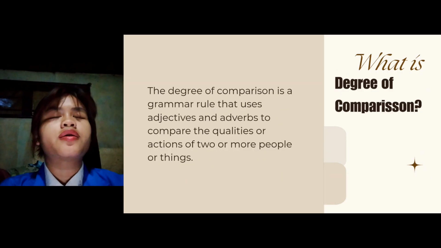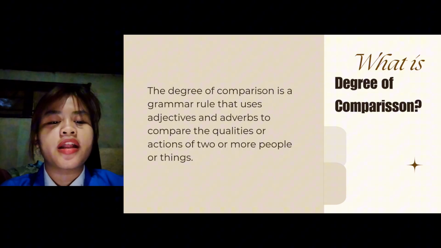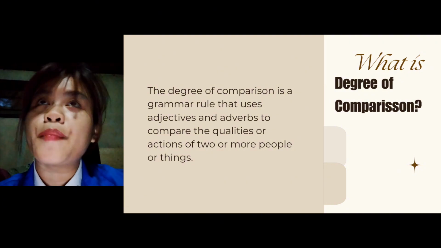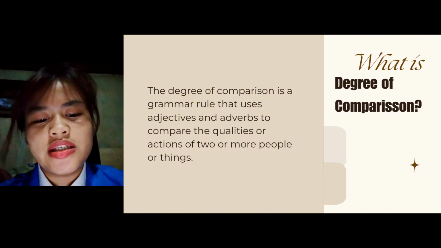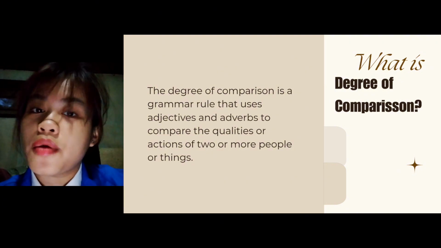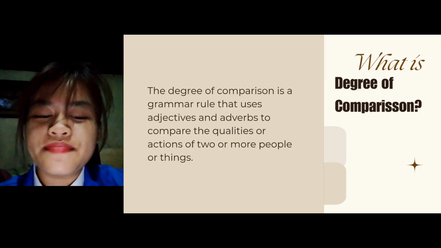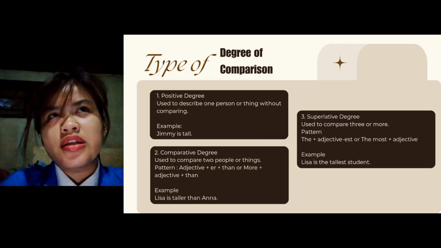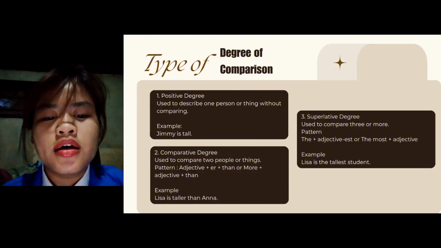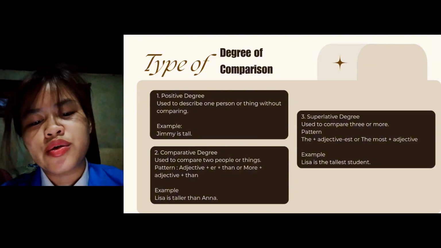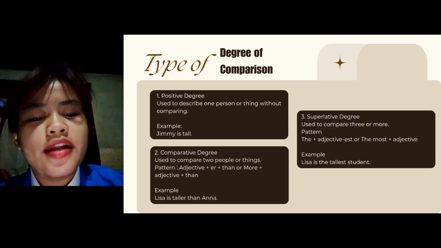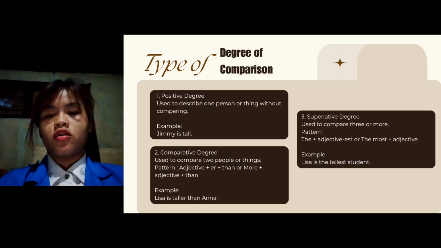So, what is degree of comparison? Degree of comparison is a grammar rule that uses adjectives and adverbs to compare the qualities or actions of two or more people or things. There are three types of degree of comparison. First is positive degree, where the adjective is used to describe one person or thing without comparing. For example, Jimmy is tall.